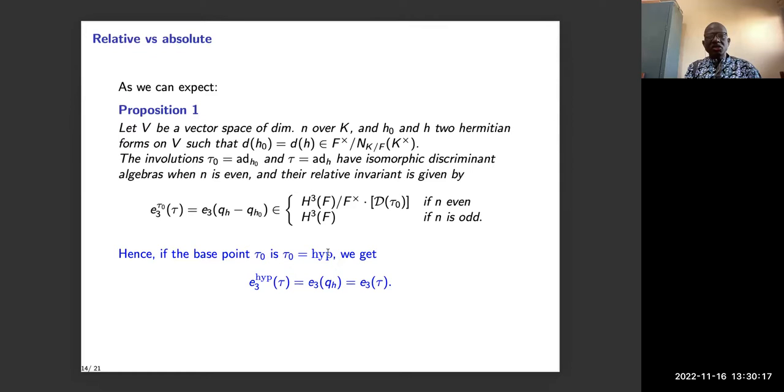Because in the odd case, there is no discriminant algebra, for this reason we have nothing here in this quotient. But if n is even, it is the class of E3 of Q_H minus Q_H0 in this quotient. And in particular, if the base point tau zero is hyperbolic, we obtain exactly the Arason invariant of Q_H, which is exactly E3 of tau in this split case.